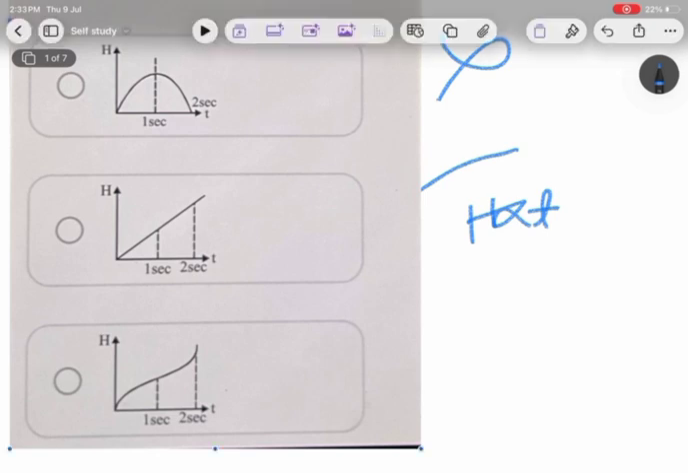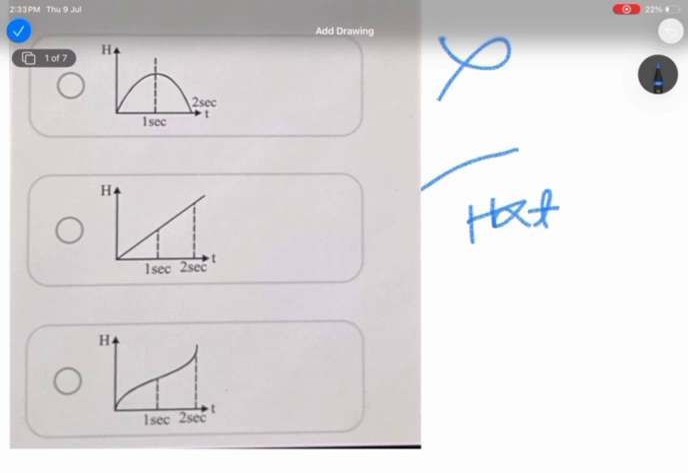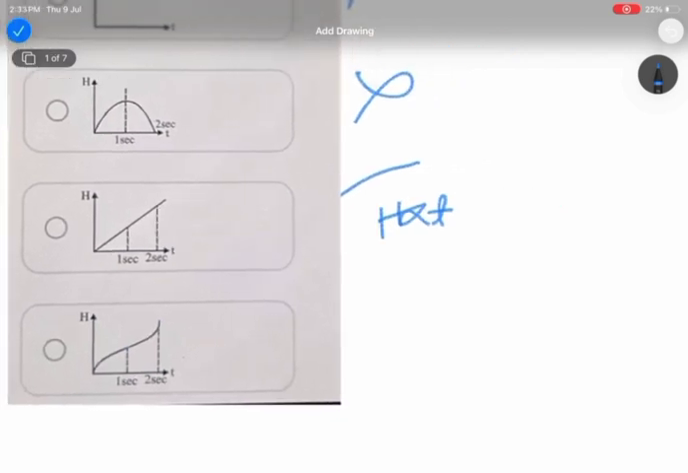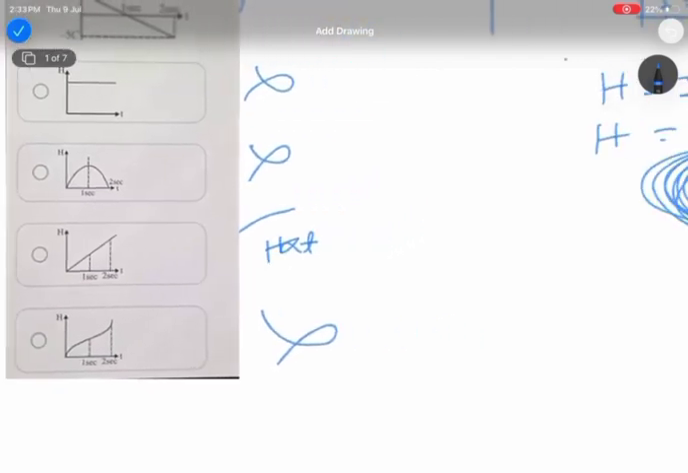Let's have a look at the fourth option also. In the fourth option, from 0 to 1, H is increasing and from 1 to 2 seconds also H is increasing, but it is not increasing in a uniform way like in the third option. So this cannot be the answer. So our correct answer is option third.